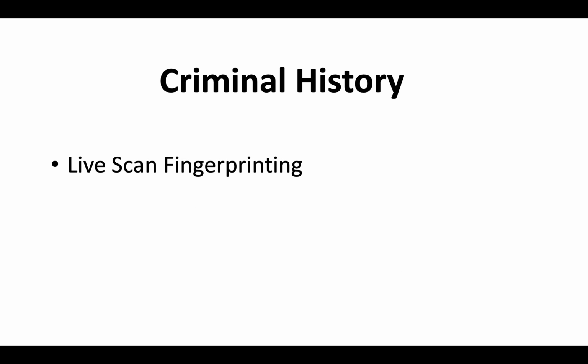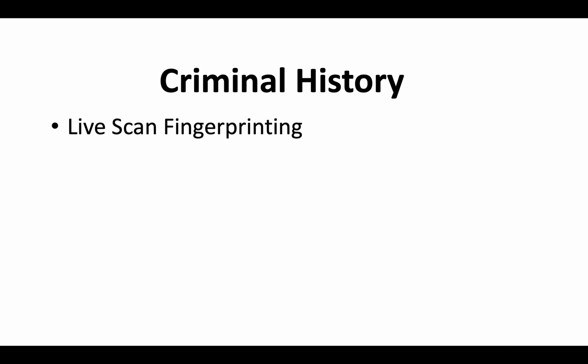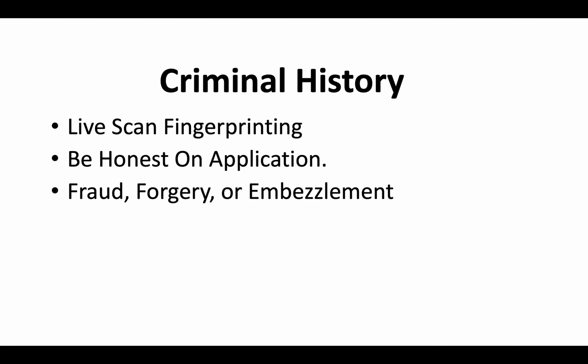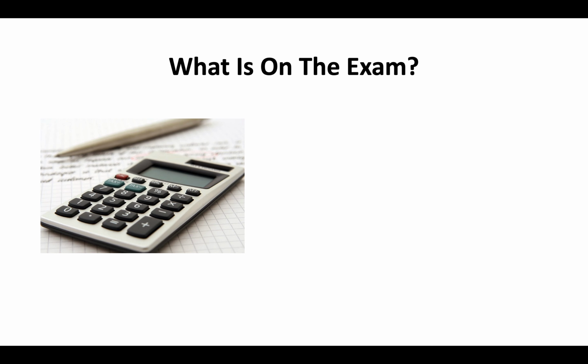Now, criminal history. Everybody has to do live scan fingerprinting when applying for a contractor license. Be honest on the application. Even if it happened years ago, just be 100% honest. Typically, the CSLB is looking for fraud, forgery, and embezzlement. So if your charges don't fall under those categories, 99% chance you'll be okay, but be prepared to submit any court documents.